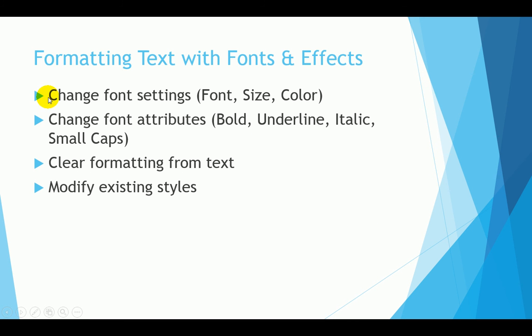In this lesson, we learned how to change the font settings. We changed the font, the size, and the color. We talked about using the bold, the underline, the italic, and we showed you how to open the font dialog box to make these small caps. We showed you how to clear the formatting from the text, and then we also showed you how to modify an existing style. We used the example of Heading 1, and we changed the look of that heading.